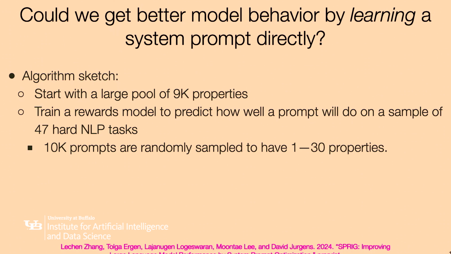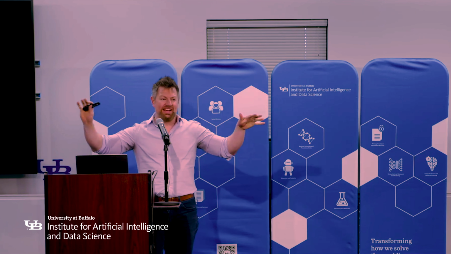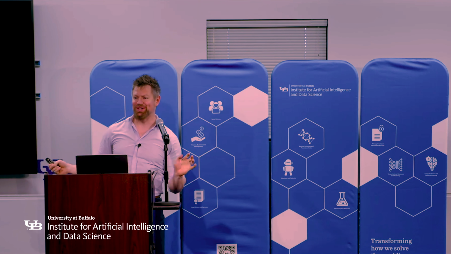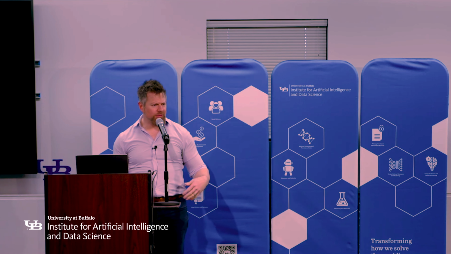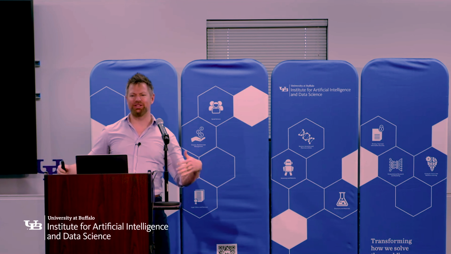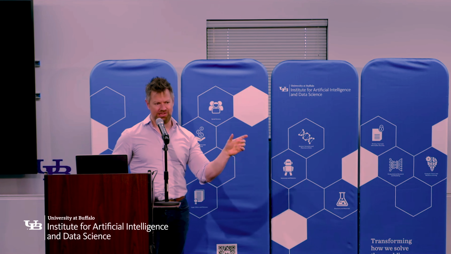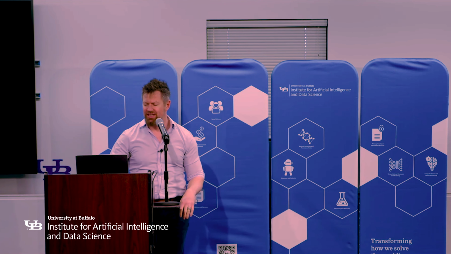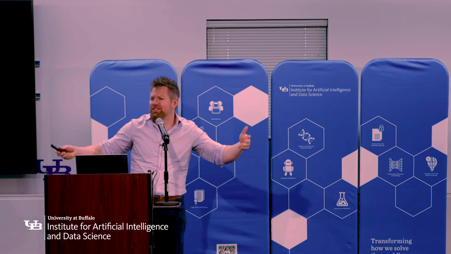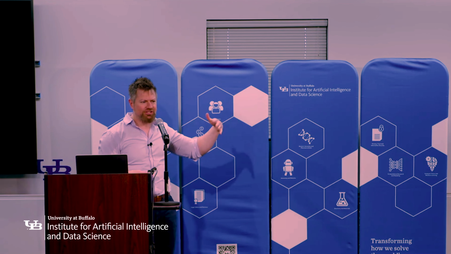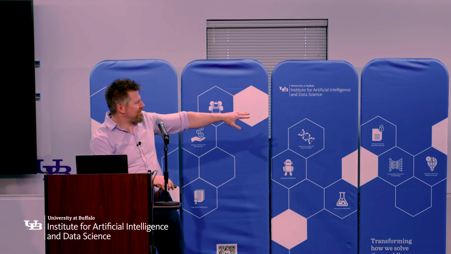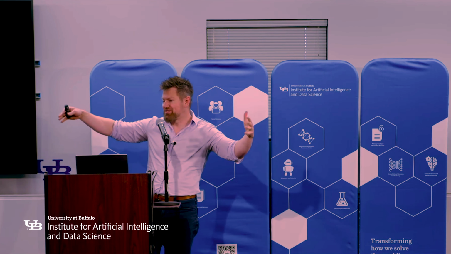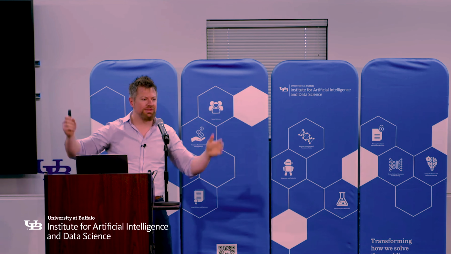So I'm going to give you a sketch of the algorithm. You could think we're going to start with a large pool of 9,000 different properties for what a model might do. Could be helpful. It could be think step by step. And then we're going to train what's known as a rewards model. This is going to be an estimate of how good we think this system prompt is going to be on a bunch of different tasks. I'm not going to tell you too much about it, but you can think this is standard supervised machine learning where we've actually run some of these in practice. So we'll create a bunch of these prompts to train this model with between 1 and 30 of the properties. So pretty long system prompts with a variety of different instructions.